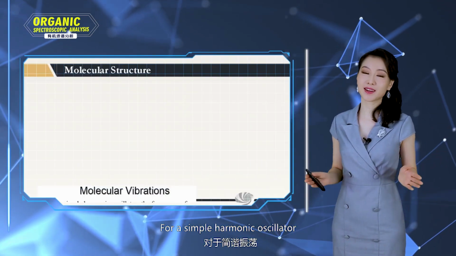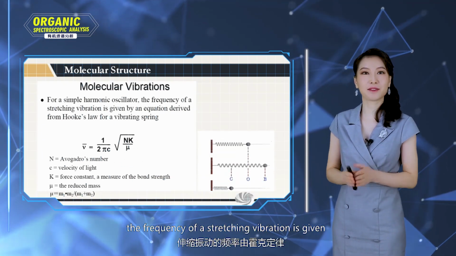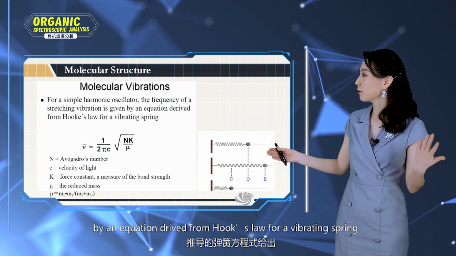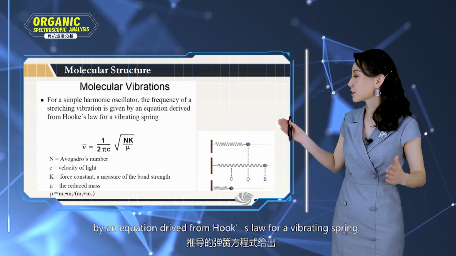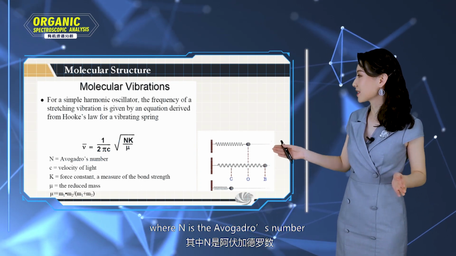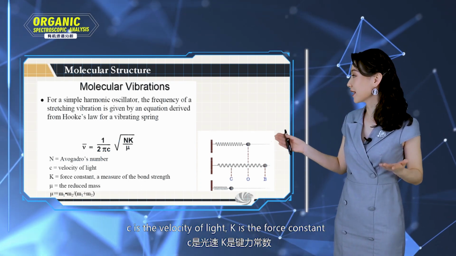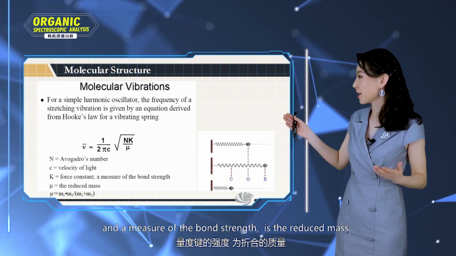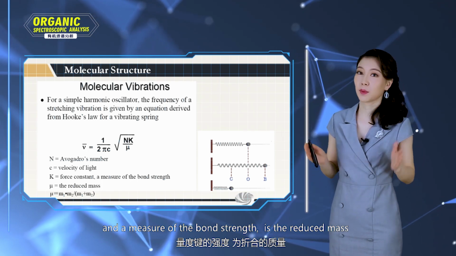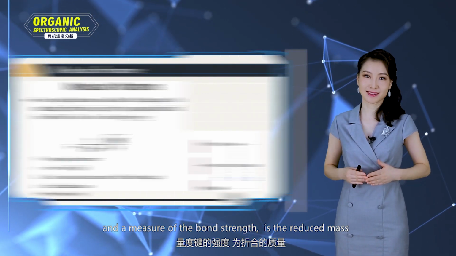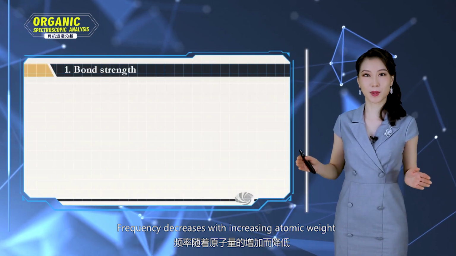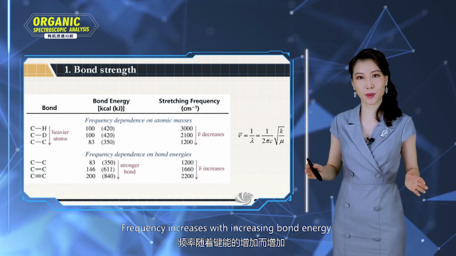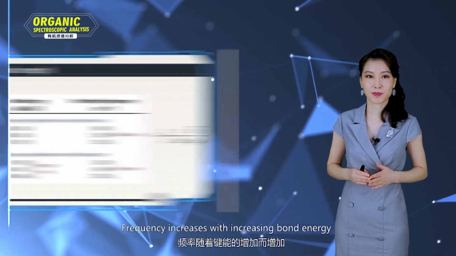For a simple harmonic oscillator, the frequency of a stretching vibration is given by an equation derived from Hooke's law for a vibrating spring, where N is the Avogadro number, c is the velocity of light, k is the force constant and a measure of the bond strength, and mu is the reduced mass. Frequency decreases with increasing atomic weight. Frequency increases with increasing bond energy.